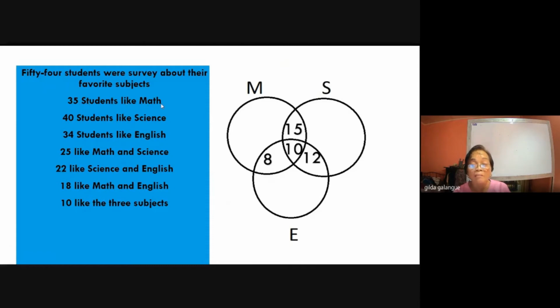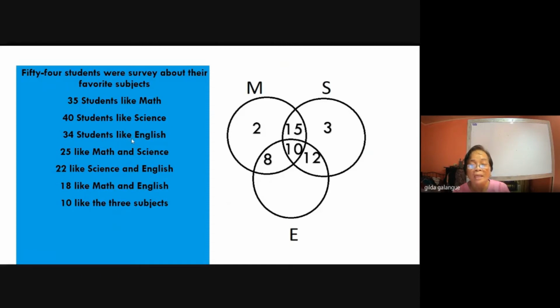35 students like math. If we try to add 15 plus 10 is 25. 25 plus 8 is 33. We have 35 students. What is missing to 33 to make it 35? The answer is 2. Now we can proceed with 40 students like science. 15 plus 10 is 25. 25 plus 12 is 37. What is missing in 37 to make it 40? The answer is 3.